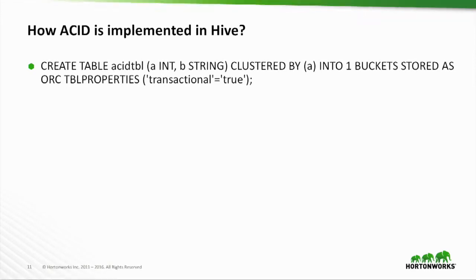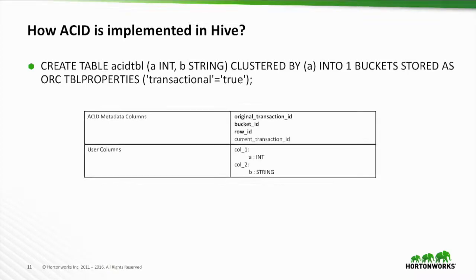So let me run through a concrete example. Here is our trivial sample table, two columns. It has one bucket, which is not something you'd ever want to do in production, but it just makes the example simpler. So the first thing to note is that the schema of the table changes, right?